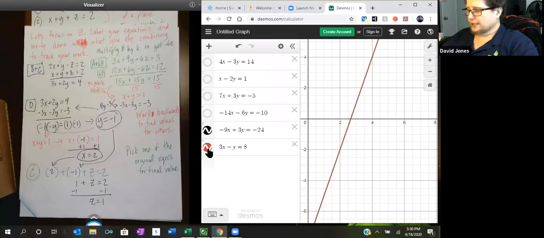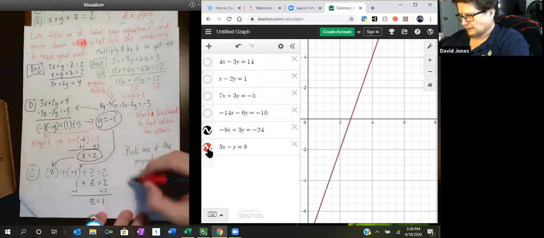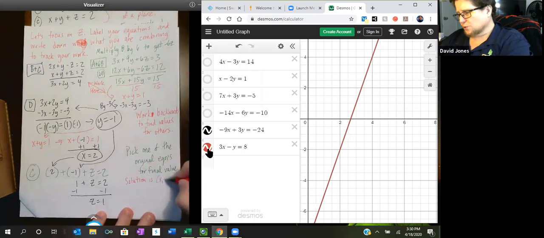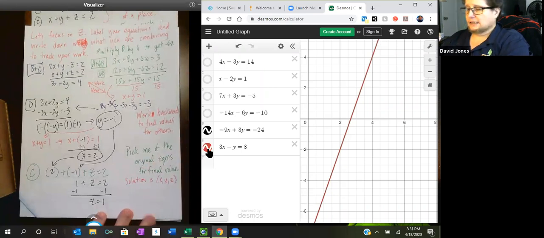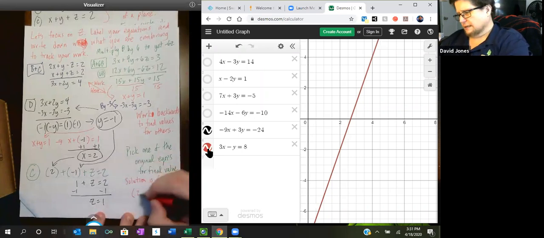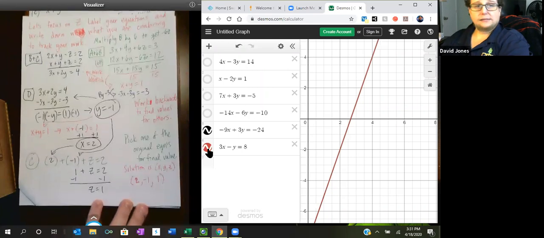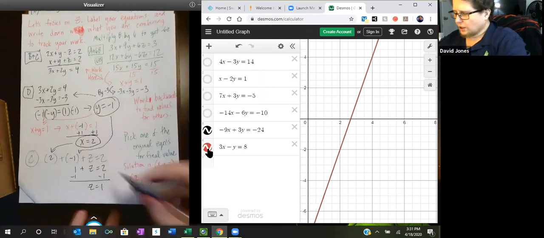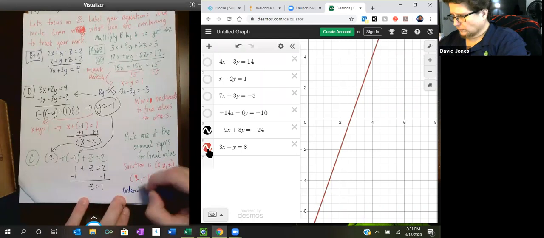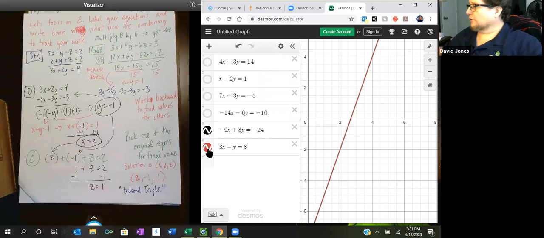The solution is written in terms of x, y, z. X was 2, y is negative 1, z is 1. This is called an ordered triple. When there's 2 of them, it's called an ordered pair. This is an ordered triple.